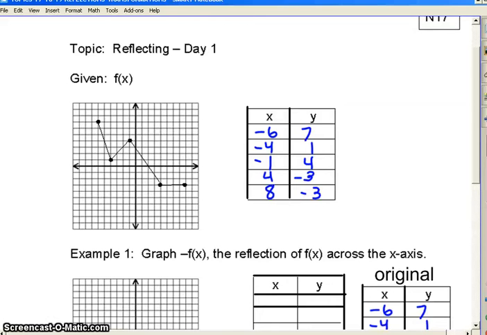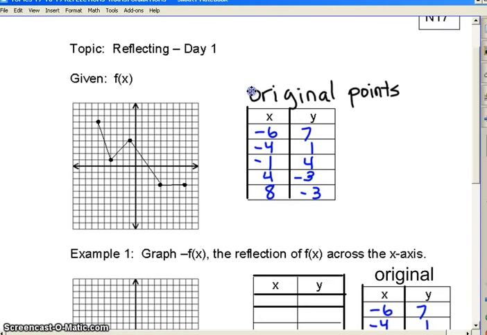Reflecting functions. Okay, this graph given here is just a random function, and the points listed in the table, we're going to call the original points. And we're going to look at some examples of how ordered pairs change when we do different types of reflections.